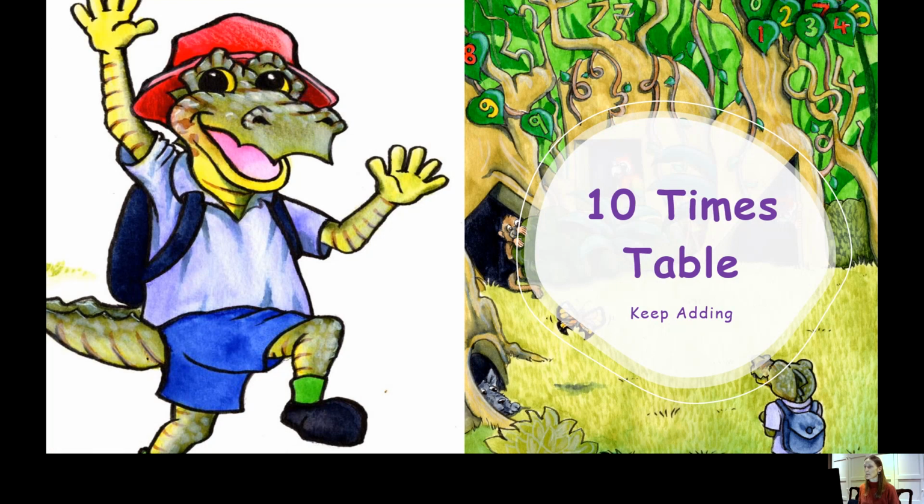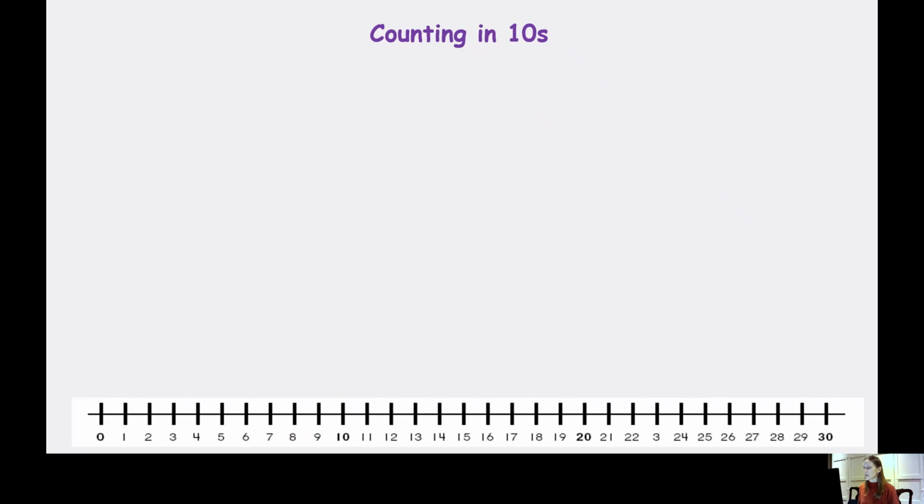I'm sure you're already brilliant at counting in ones and also counting in twos, and that means you know your 1 and your 2 times table really well. So now it's time to think about your tens. When we're generating numbers in the 10 times table, we use exactly the same process as we do for the ones and the 2 times table.